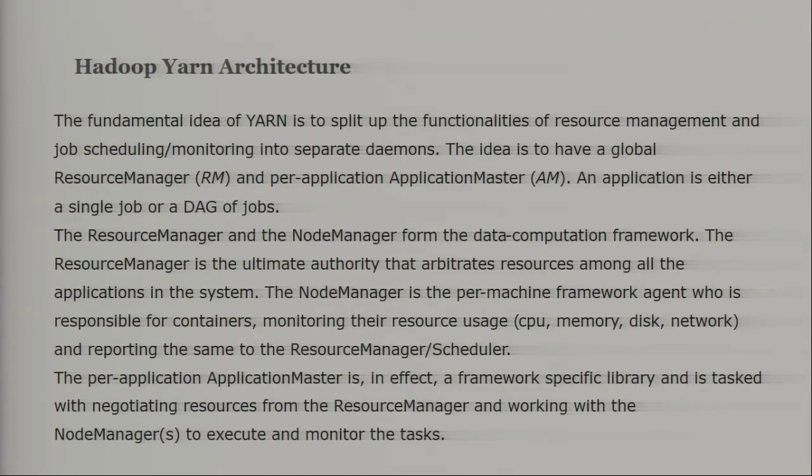Now, Hadoop Yarn architecture is basically split up into functionalities. The fundamental idea about Yarn is that we are talking about two things: the functionality of resource management and job scheduling or monitoring. So you are talking about the management of the resources, and also about the job scheduling and monitoring part of it. These are the two major things which have to be taken care of.